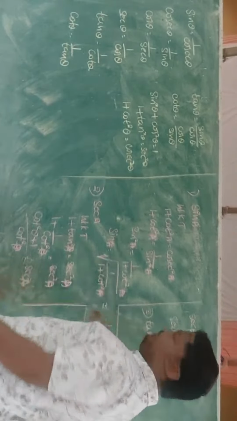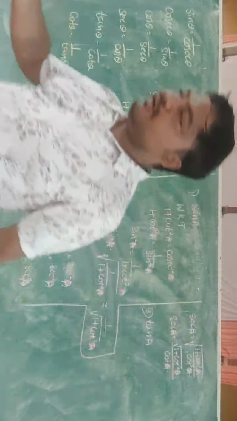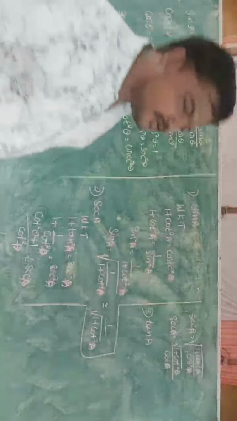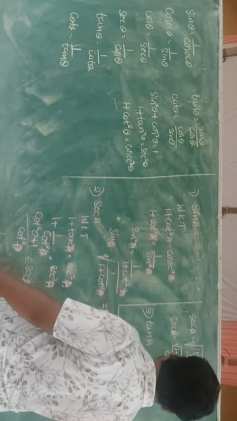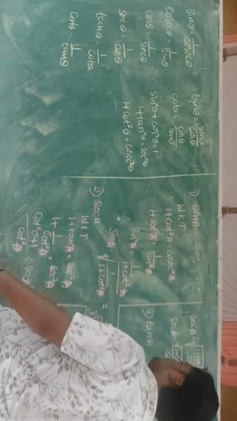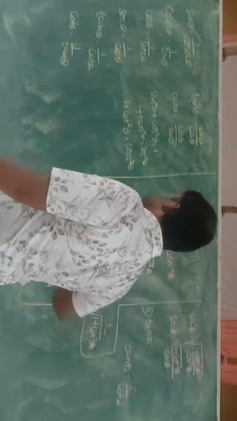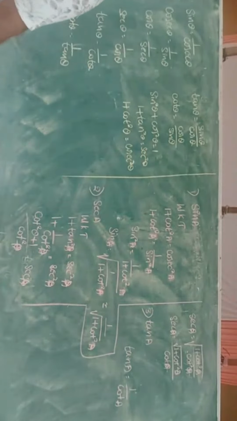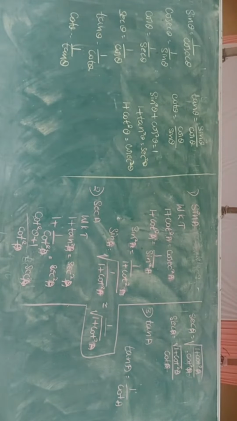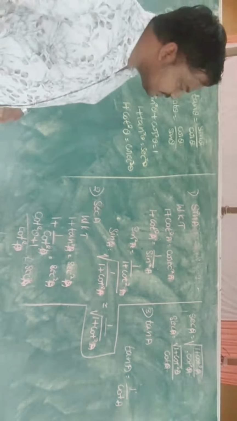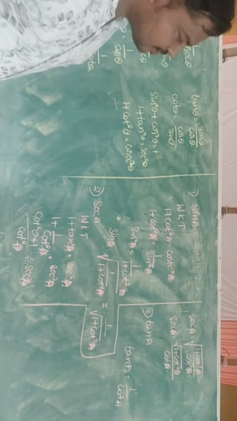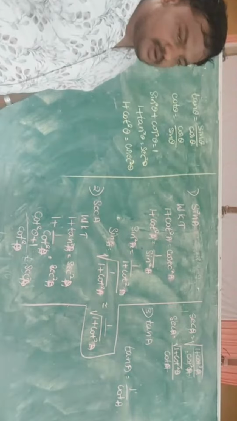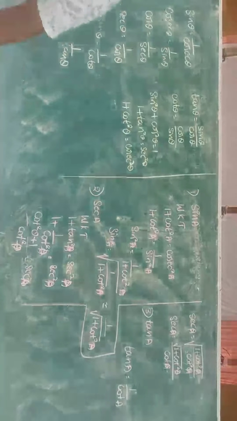Tan A. Simple, 1 upon cot A. So tan A is equal to 1 upon cot A. So sin A in the form of cot is 1 upon under root 1 plus cot square A. And sec A in the form of cot is under root 1 plus cot square A divided by cot A. And tan A is 1 upon cot A.